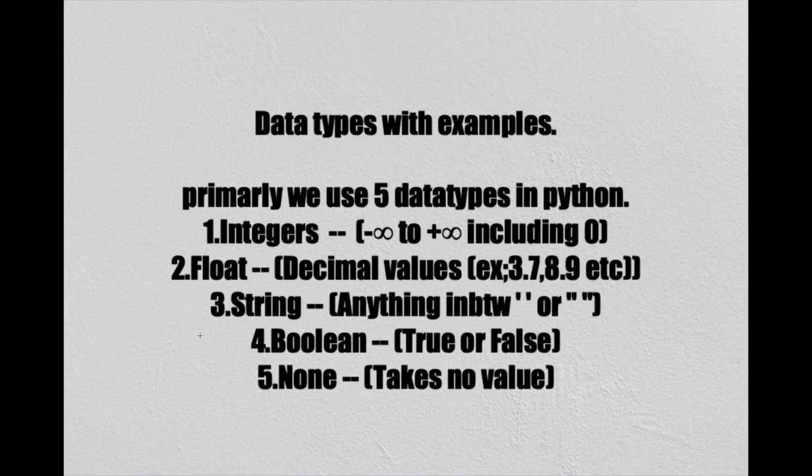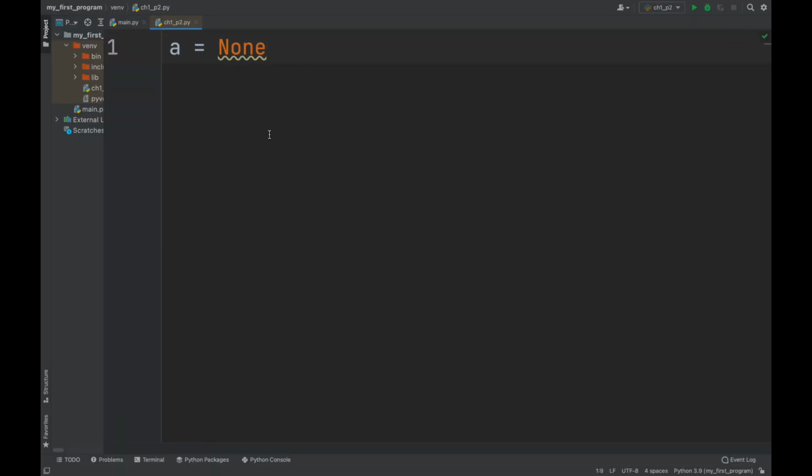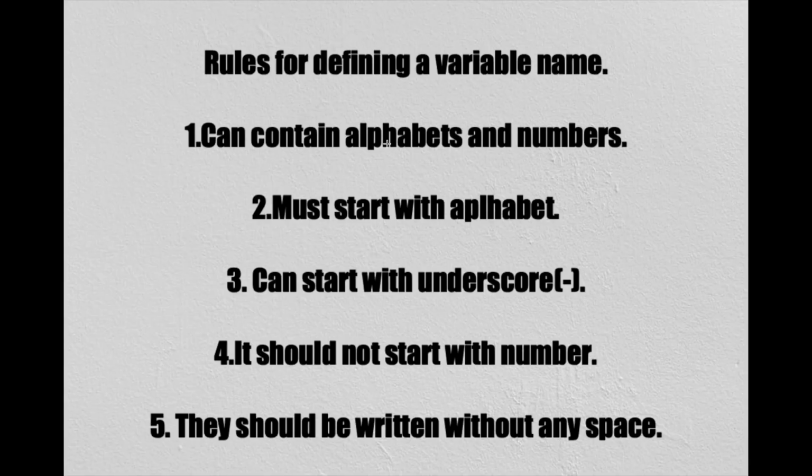Our next data type is none. None is nothing but you can say 0 or -1 or nothing. It won't store anything. It is simply nothing, none. So here it shows a doesn't contain anything. It is none, 0 or whatever, or false. So we already discussed what variables and data types are, right?